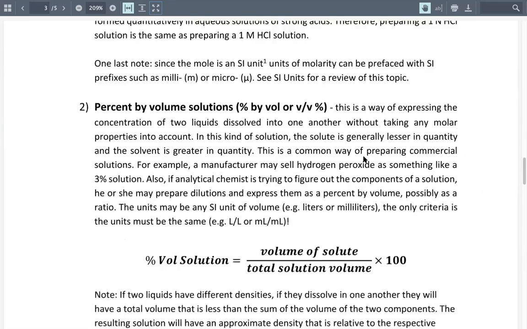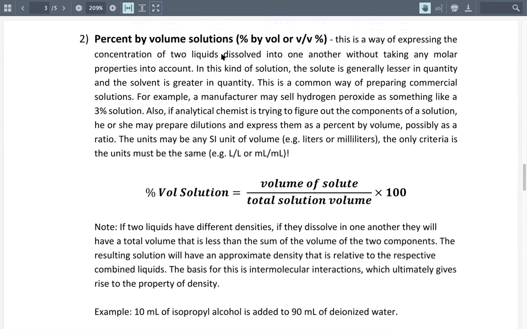Normality is not really asked that much. Percent by volume can be asked as well. And this is just the information on how you find percent by volume. It's the volume of the solute divided by the total volume of solution times 100 because it's a percent question. Something like this will be given to you. You just have to multiply by 100 essentially.